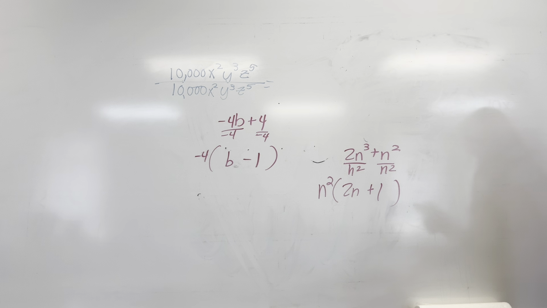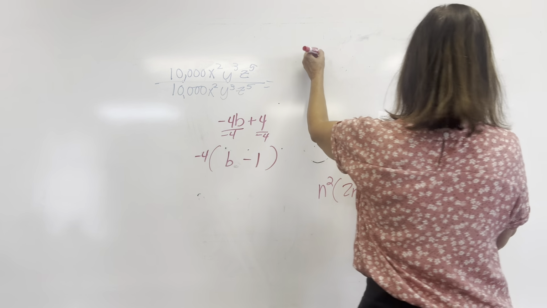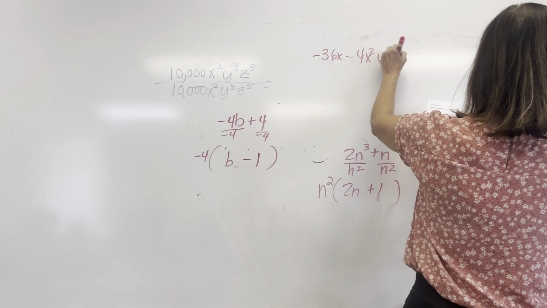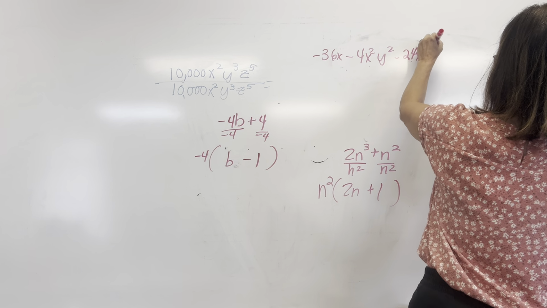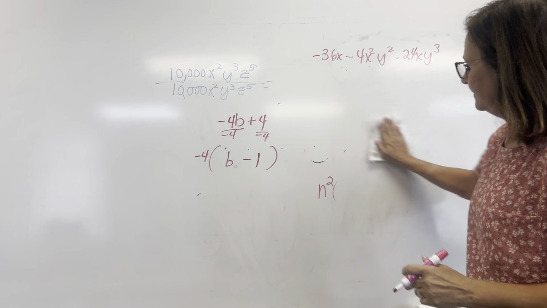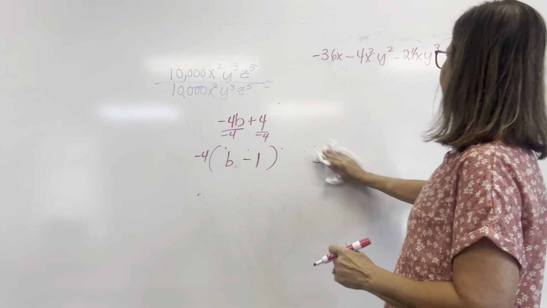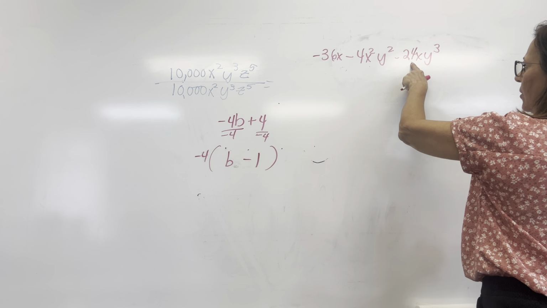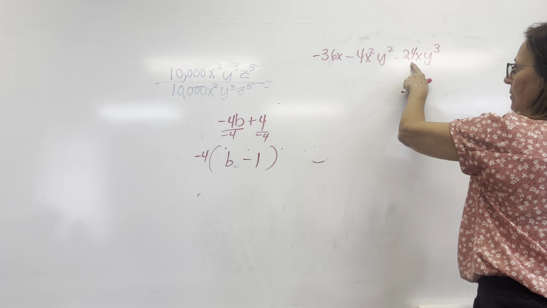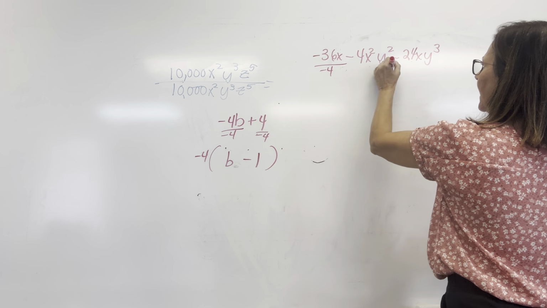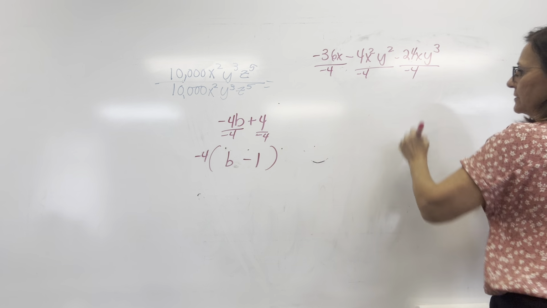All right, let's go down to number 14. All right, Lily. What can we factor out? -36x. Well, I can't take 36 out of 4 or 24. -4. Does 4 go into all of them? Yes. Okay, so I'm going to take out a -4. All right. What else?